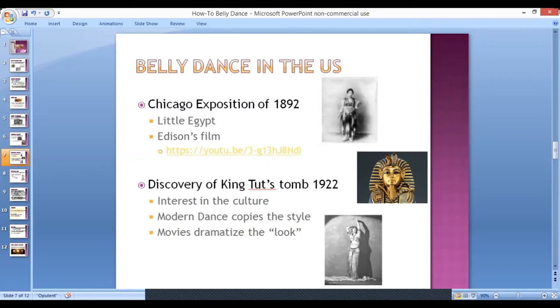Also, modern dancers picked up on the style. So this small photo down here is Ruth St. Denis, who she partnered with, the Denishawn Modern Dance Company. And this was part of her presentation. And here's a photo looking very much like a belly dancer, okay? And then movies dramatized the look of a belly dancer. Claudette Colbert in Cleopatra, Hedy Lamarr in Samson and Delilah. The Dance of the Seven Veils is performed by Rita Hayworth. So it started to come up in the movies.